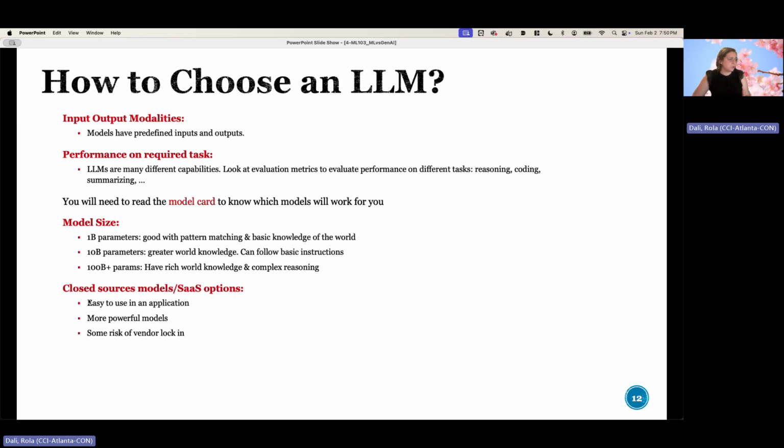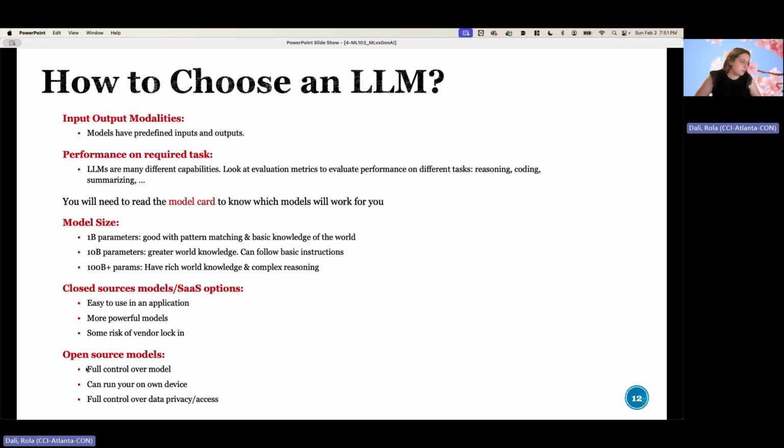Then there's the closed source SaaS option versus the open source model option. SaaS models are easy to use in an application because you're calling an API. They're often more powerful models because these companies have a lot more money than we do. Not true, actually, with DeepSeek now. But closed source is more likely to be more powerful because of the money involved. I am a great proponent of open source because with collective knowledge, we can get further. But again, the cost of training is not trivial.